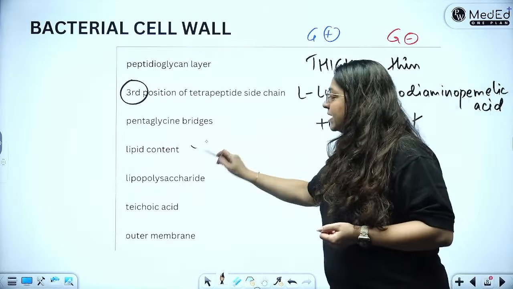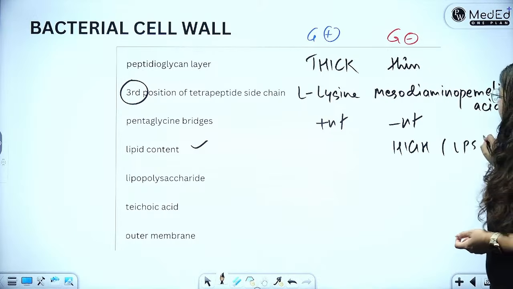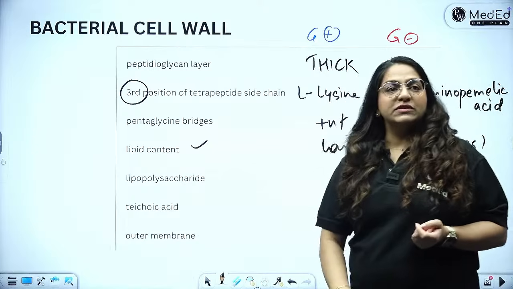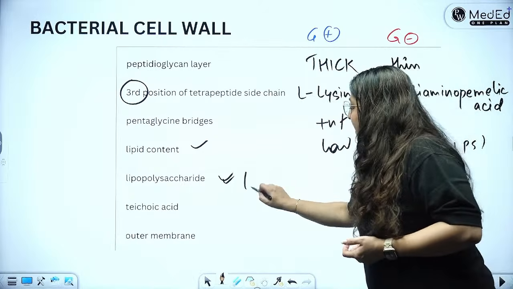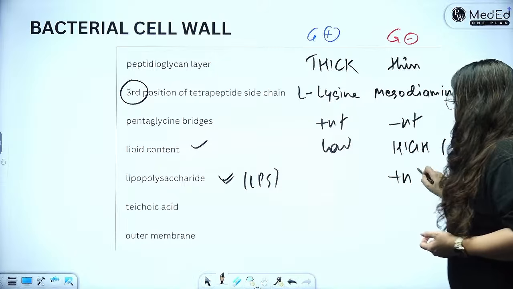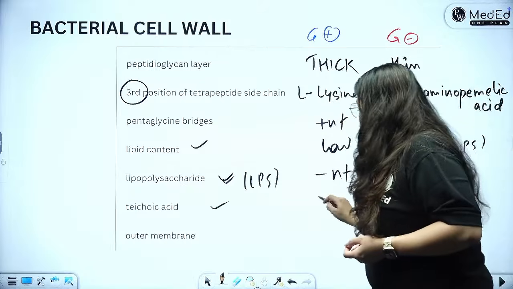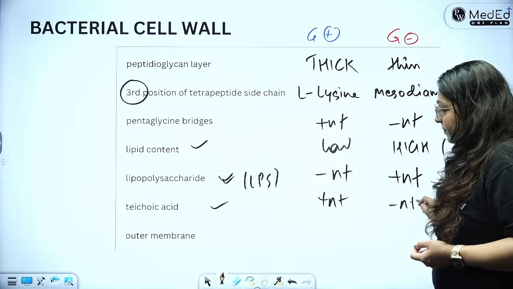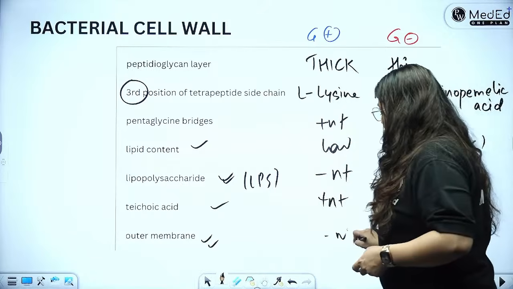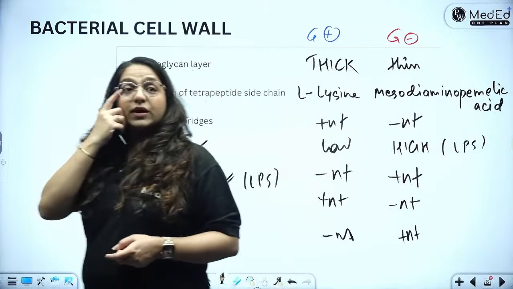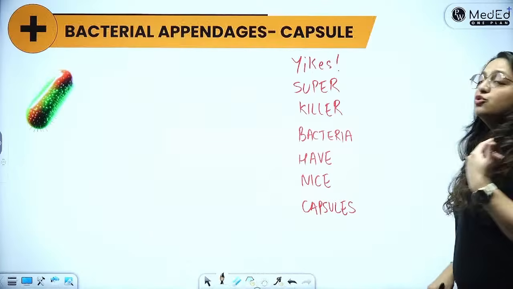Pentaglycine bridges are very much present in gram positive, but they are absent from gram negative. The lipid content is very, very high in gram negative because of the lipopolysaccharide layer, whereas it is low in the gram positive. What about the lipopolysaccharide? The LPS layer is only present in the gram negative, and is totally absent from the gram positive bacteria. Teichoic acid is present in gram positive and absent in gram negative. The outer membrane is only present in gram negative, whereas it is totally absent from the gram positive bacteria, right? So now you can write the differences table, you can solve an MCQ, you can draw it.